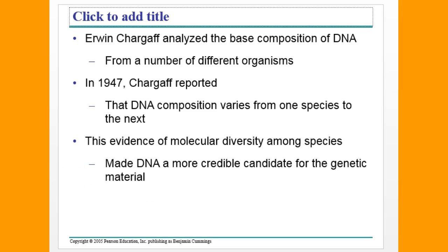Alright. Erwin Chargaff analyzed the base composition for DNA from a number of different organisms. In 1947, Chargaff reported that the DNA composition varies from one species to the next. This evidence of molecular diversity among species made DNA a more credible candidate for genetic material, because there is identifiable genetic diversity. So they attribute this to that molecular diversity. The diversity goes down to the molecular genetic level. Okay?